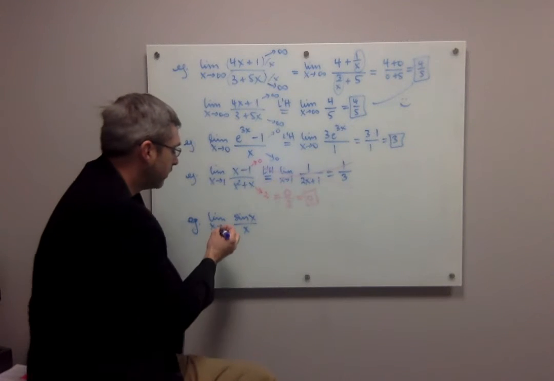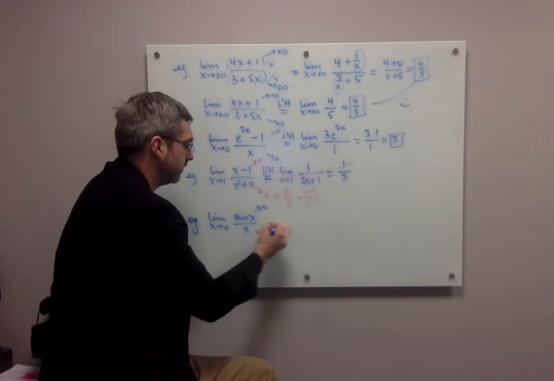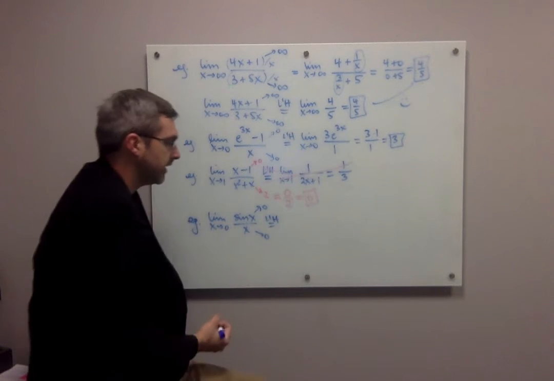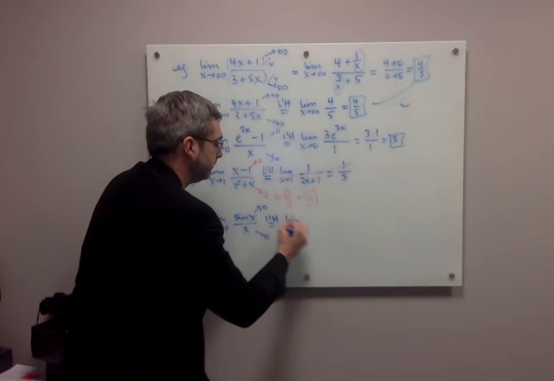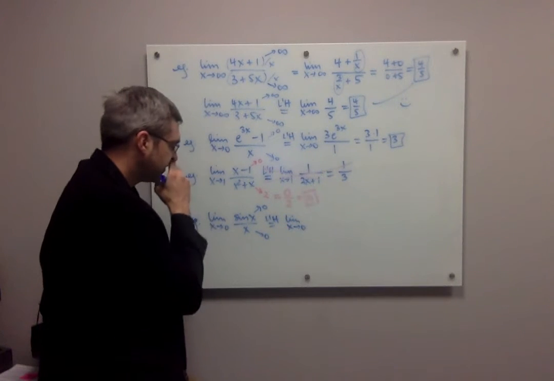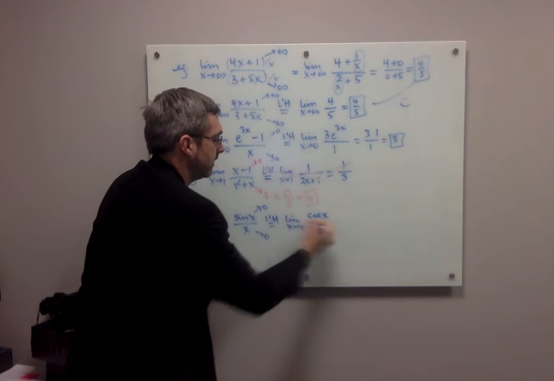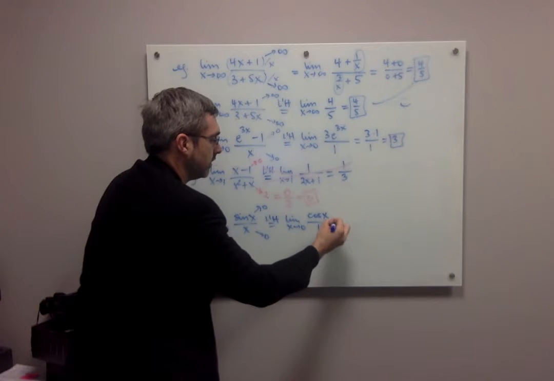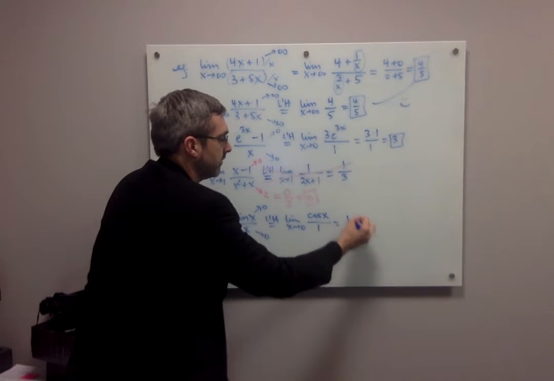Now, I want you to notice the sine of 0 is 0, so the top's going to 0 and the bottom's going to 0. We are set up for L'Hopital's rule. So if I do L'Hopital's rule, the derivative of the top, the derivative of sine, is cosine, and the derivative of the bottom is 1, and the cosine of 0, that limit is 1 over 1, which is 1.